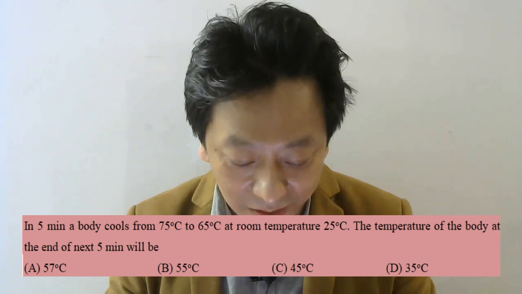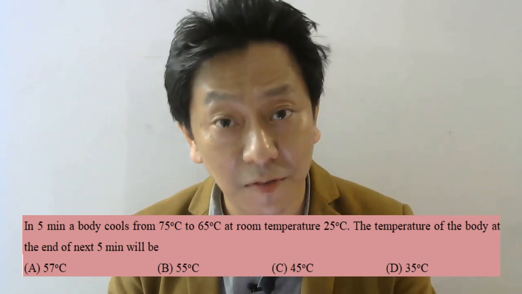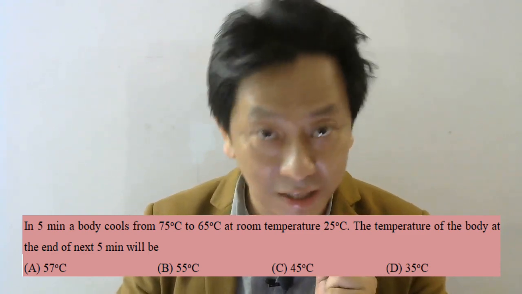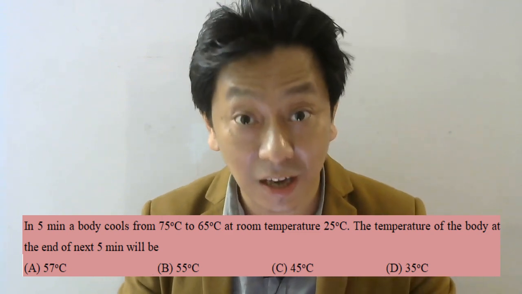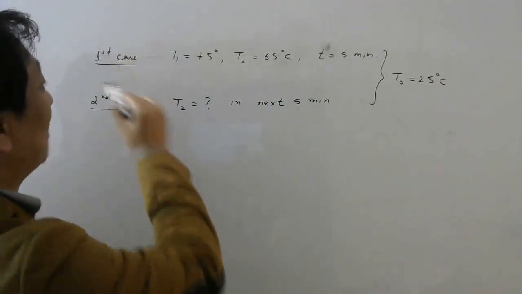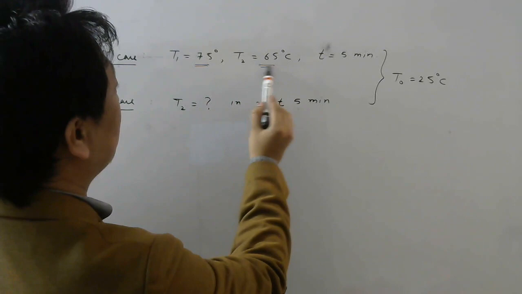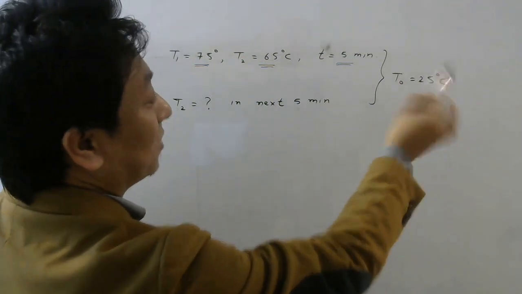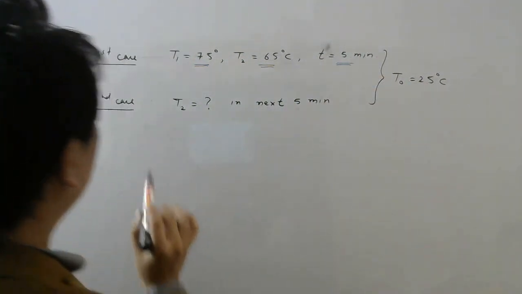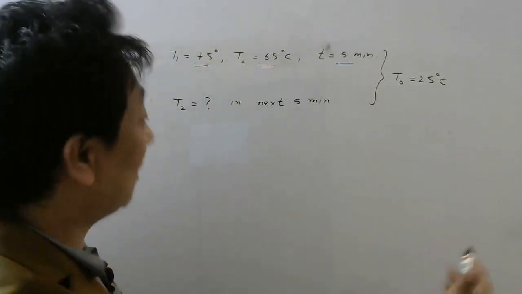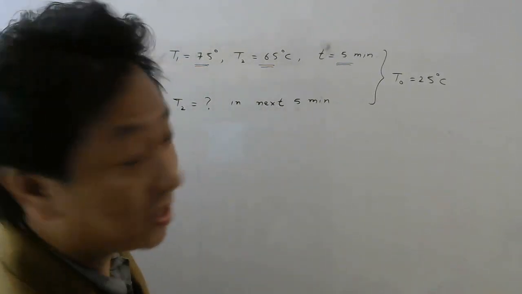The next question has come in a previous JEE question. It's asking, in 5 minutes, a body cools from 75 degrees Celsius to 65 degrees Celsius at room temperature 25 degrees Celsius. The temperature of the body at the end of the next 5 minutes is? So here is the question. It says in the first case, temperature decreases from 75 to 65 in 5 minutes, so time taken is 5 minutes. The surrounding temperature remains constant, 25 degrees Celsius. They're asking what will be the temperature at the end. That's why I wrote T2. So at the end of the next 5 minutes, next 5 minutes from here, remember.